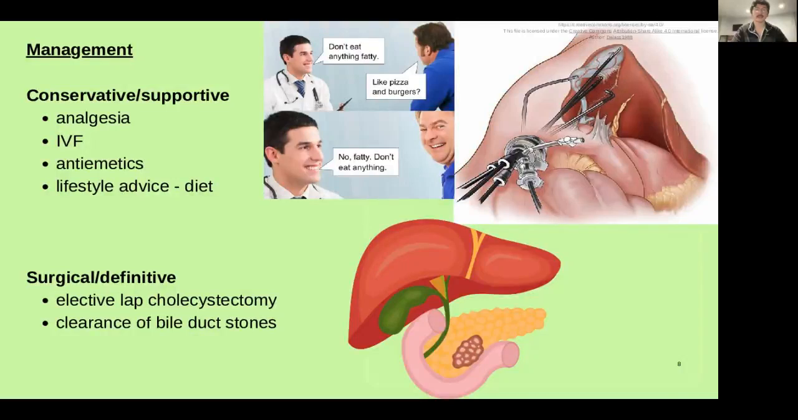And if you find any bile duct stones on investigations or during the operation, then it's a good idea to clear those as well.